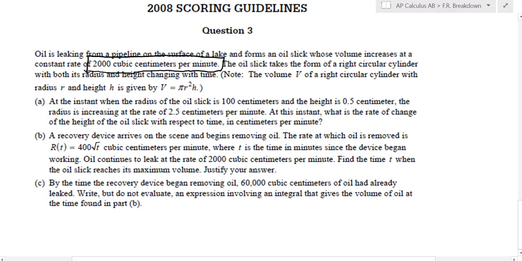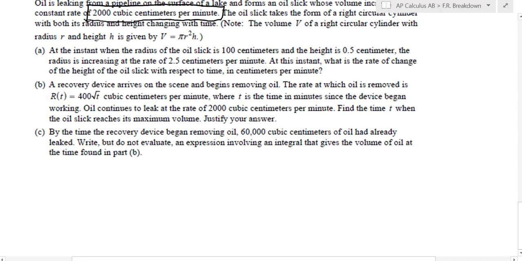It takes the form of a right circular cylinder. It's just a big flat puddle, basically. But they're saying it's a cylinder because it has a little bit of thickness off the water. And this question here is a related rates question. They're telling you how fast something's changing, the volume, and they're asking you what's the rate of change of the height of the oil slick with respect to time.